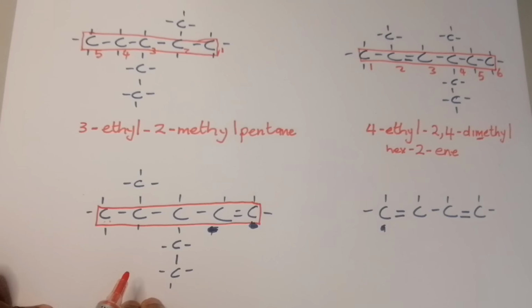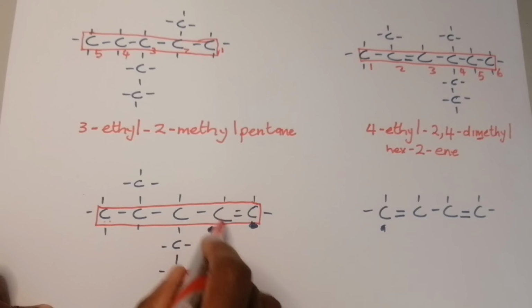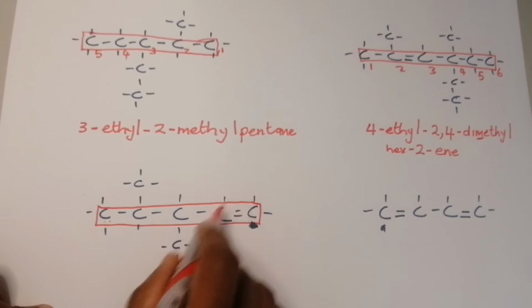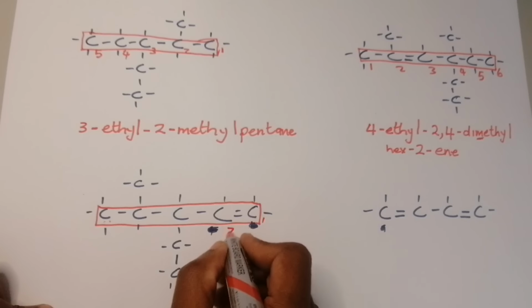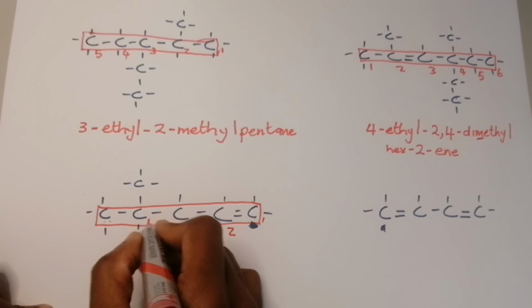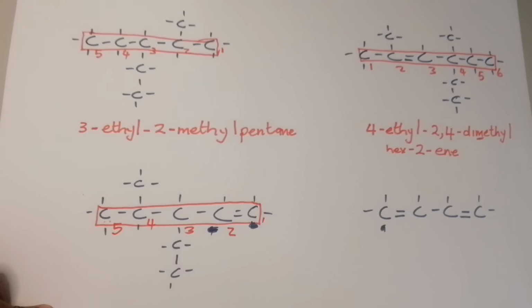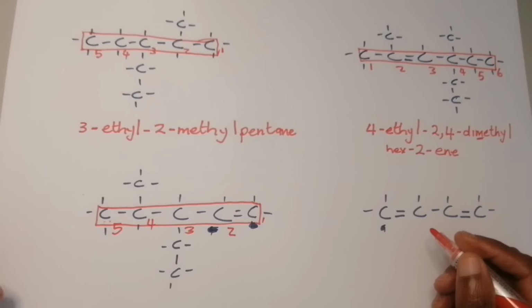Okay, so now once again, where do I start numbering from? You guessed it, right? So in this case, I've got a double bond that's closest to the right hand side. So I'm going to number from right to left. 1, 2, 3, 4, 5. I'm sure you got this by now, right?